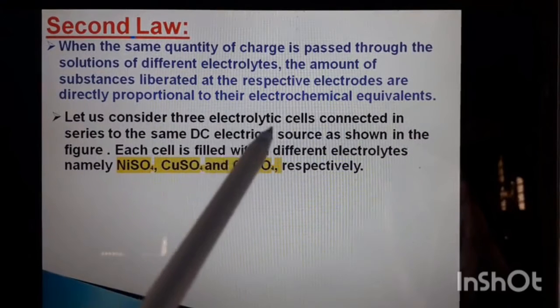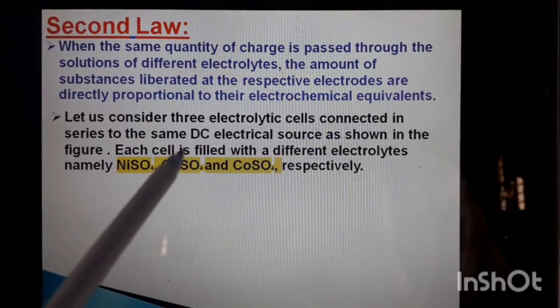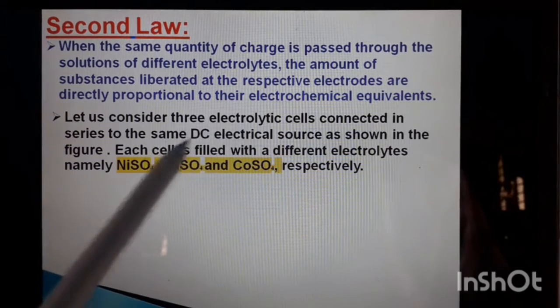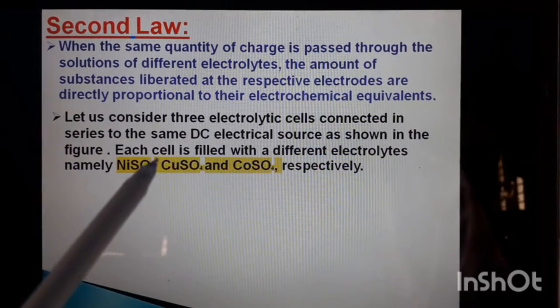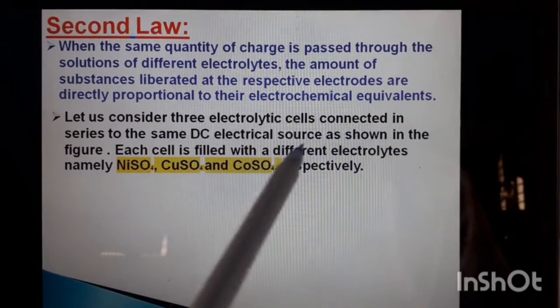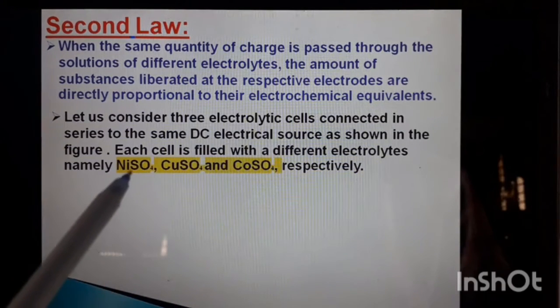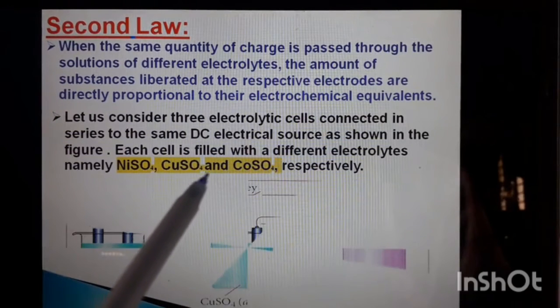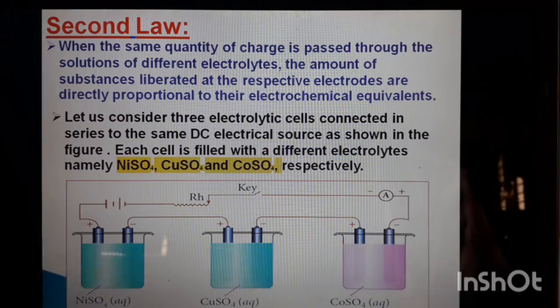In the book there are three electrolytic cells with three electrodes. The DC electrical source is connected to each cell, and the cells are filled with different electrolytes: nickel sulfate, copper sulfate and cobalt sulfate. In the diagram, nickel sulfate is first, the second one is copper sulfate and the other one is cobalt sulfate. They are connected with an external DC electrical source.